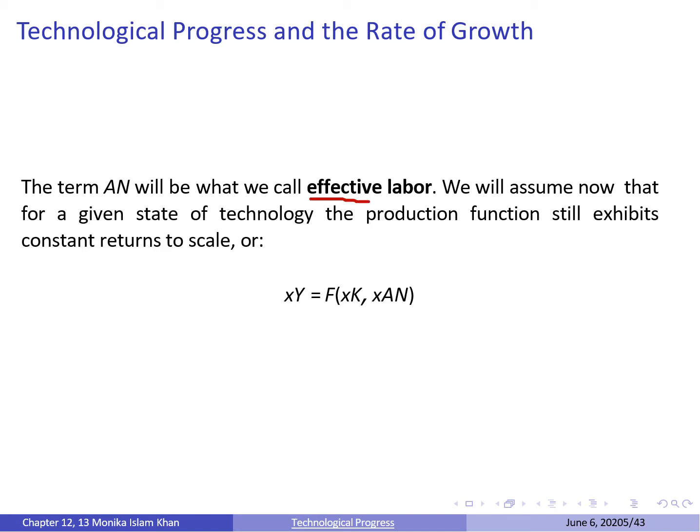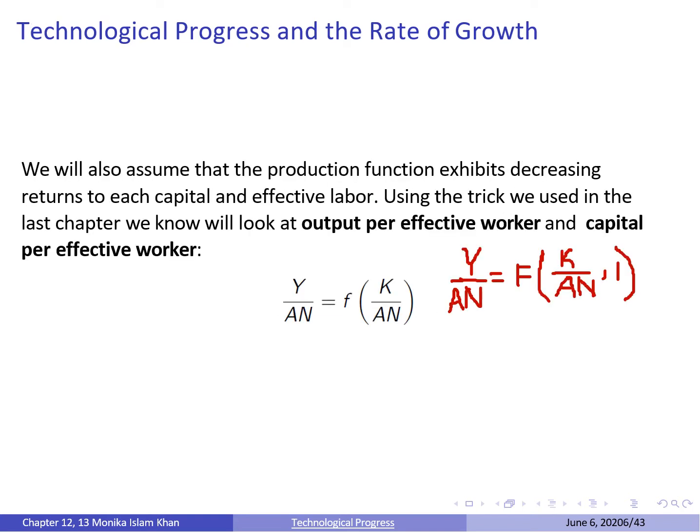We will now assume that for a given current state of technology, the production function still exhibits constant returns to scale, which is reflected by this equation here. So if you increase capital by 1 unit and increase effective labor by 1 unit, your output will also increase by 1 unit, and so on. We will also assume that the production function exhibits decreasing returns to each individual input, that is, decreasing returns to capital and decreasing returns to effective labor.